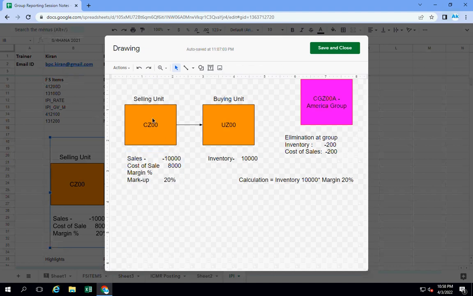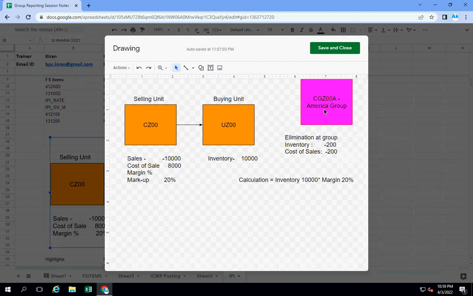I have a selling unit and a buying unit. For example, Canada is the selling unit and US is the buying unit. Both are in one group, which is my America group. Now Canada is selling some goods to US. In Canada's books, they booked sales and cost of sale, and the margin is 20%. The sales value is 10,000, so the inventory value in US will be booked as 10,000.